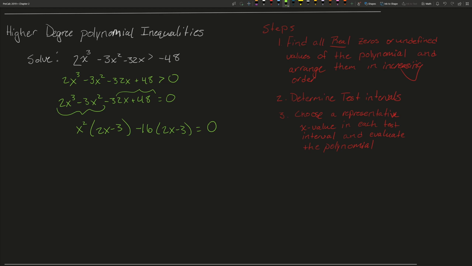Then we can factor x squared minus 16 out, to get x squared minus 16 times 2x minus 3 is equal to 0. X squared minus 16 factors into x plus 4 times x minus 4. And now we can set each of these factors equal to 0. When we do that, we get x is equal to -4, x is equal to +4, and x is equal to 3/2.